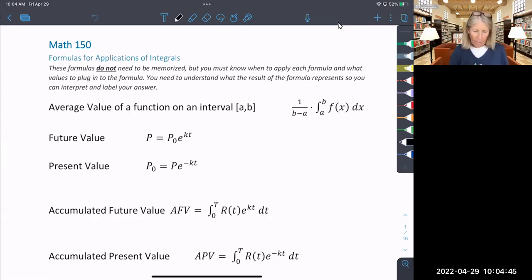So I have a bunch of formulas here. You want to have this formula sheet handy when you're doing the homework, because I want you to use these formulas. They're not formulas you have to memorize. But what you do have to do is understand the formulas and what they find for you, because you'll be asked to interpret your answer or to label your answer with the proper units.